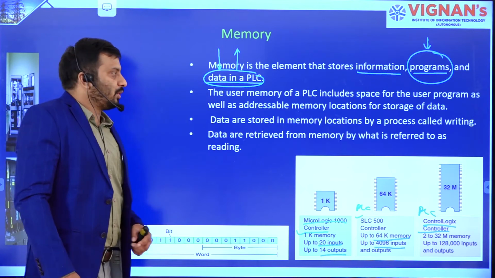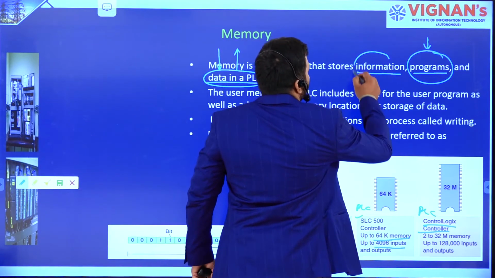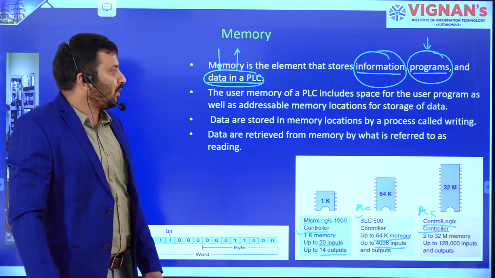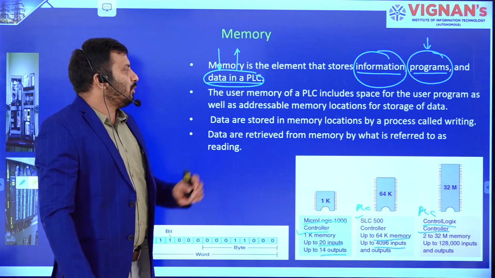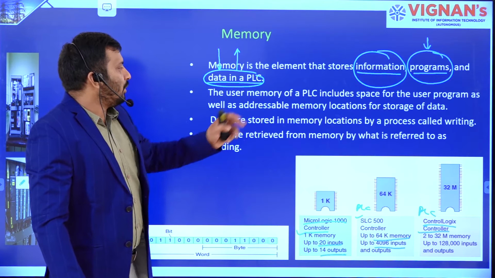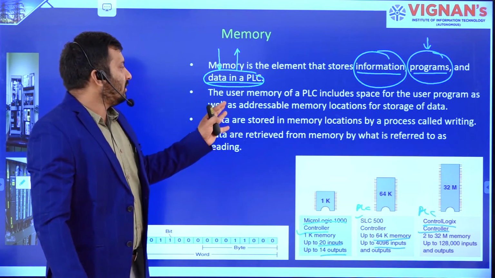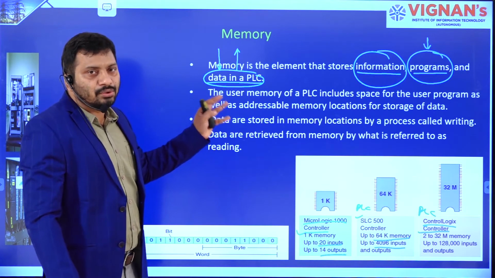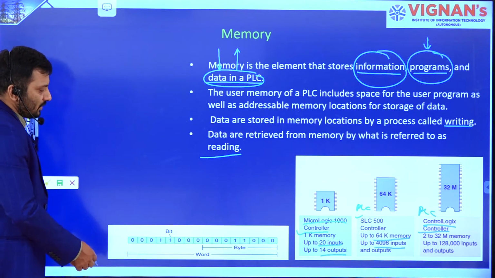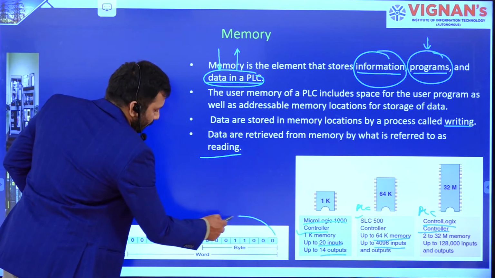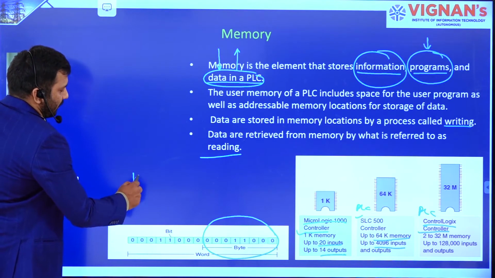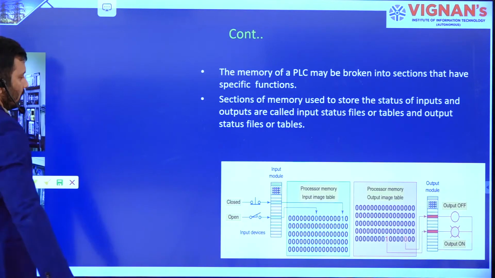Stored information means timers, counters, and everything else, right? So the user memory of the PLC includes space for both the user program and memory address locations for storage of data, everything in the memory only. Memory is used to store the programs and user data, right? Previously we also saw that 1 byte of data is 8 bits, and one word is 16-bit data.